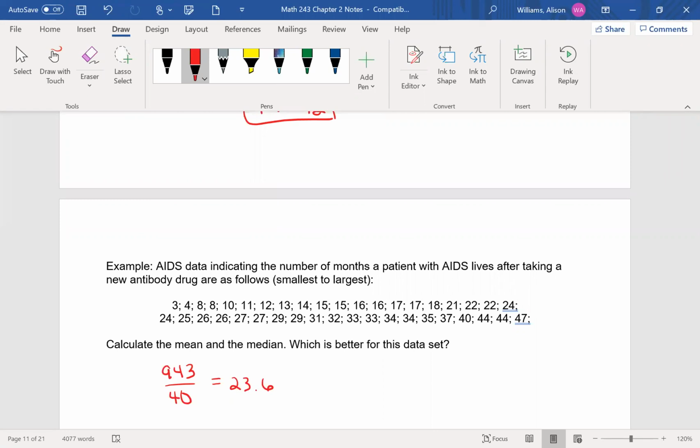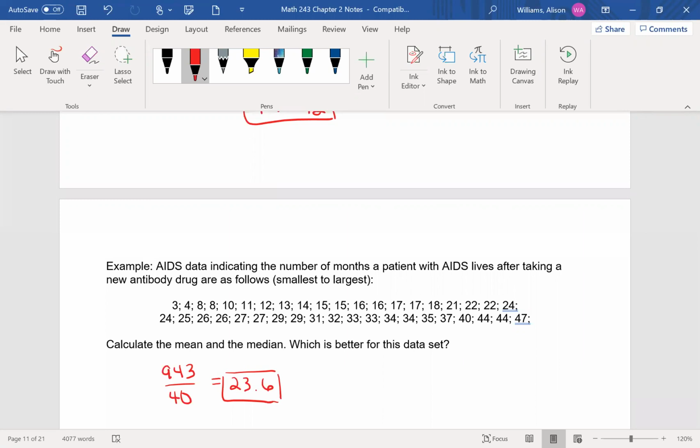Now, for this example, the mean, are we talking about a sample or a population? Might be worth kind of looking at. I don't think they really specify. Number of months living with AIDS after a new antibody kind of makes me feel like maybe this is a sample. They're testing a drug of some sort. Since they didn't tell me, I'm not going to label it, but I tend to think that X bar would be appropriate. Okay, now for the median.